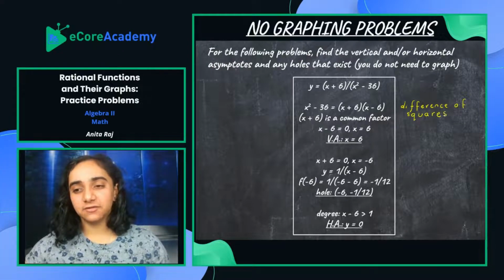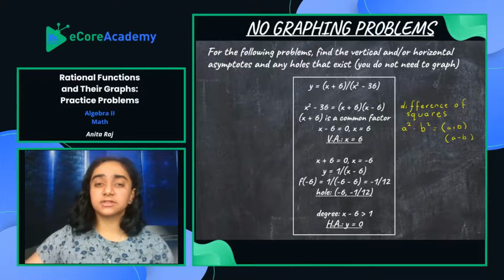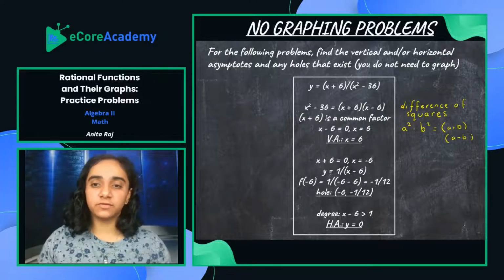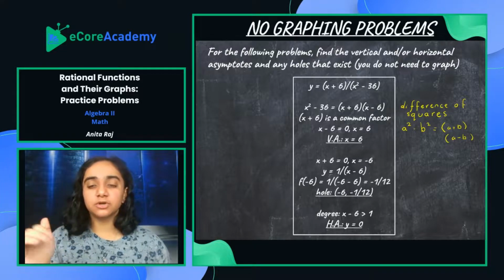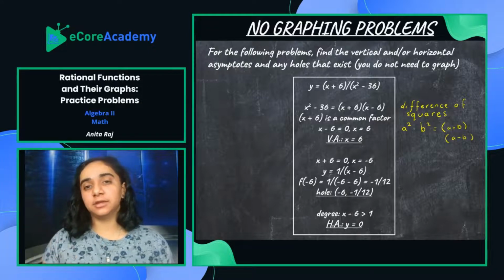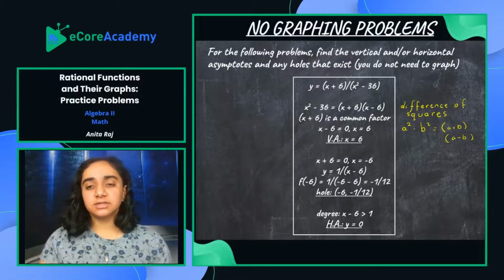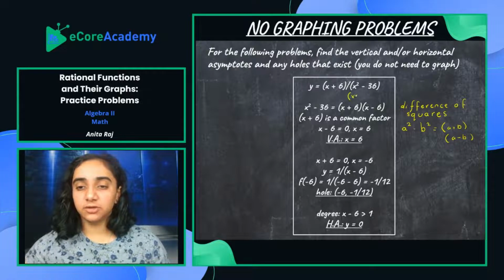A difference of squares occurs when you have a squared minus b squared is equal to a plus b times a minus b. In this case, x squared is a perfect square, and 36 is a perfect square. So when we factor that, we get x plus 6 times x minus 6. The middle terms cancel out, and that's what leaves you with the difference of squares. This is going to be our new denominator. So I'm just going to write this underneath x squared minus 36, so x plus 6 times x minus 6.